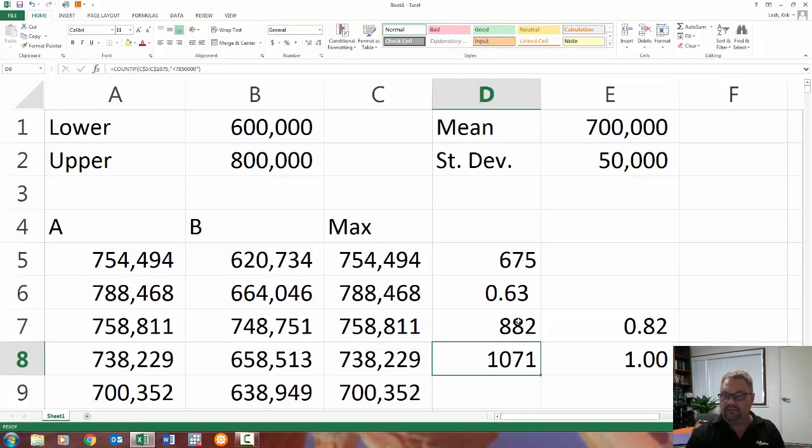This one, the 785, is just too high. If he bids 785,000, then he's basically almost guaranteed to win the bid. All right, well, there you go. That is question 18.